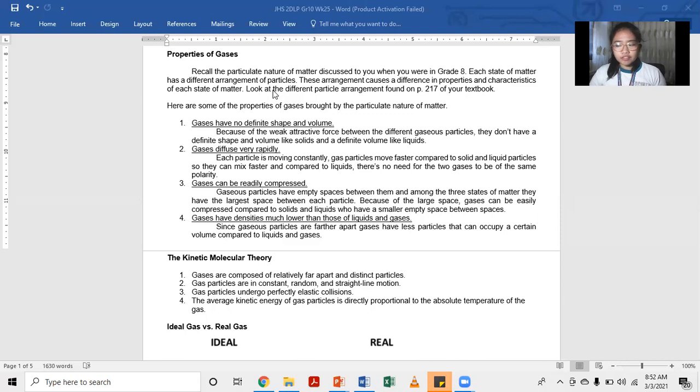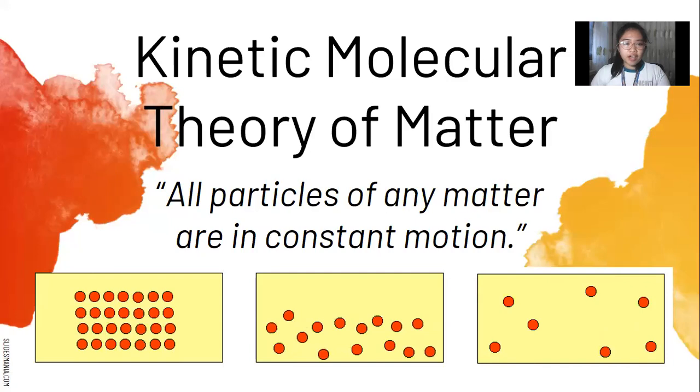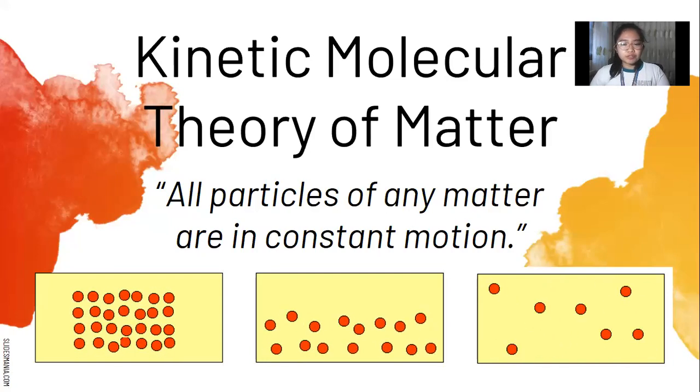Last time I asked you to read what's in your textbook so that you can better understand my discussion. Now, let us recall the different states of matter. We have solid, liquid, and gas. We all know that these three states of matter have different particle arrangements. As you can see, we have here our solid, liquid, and gas.